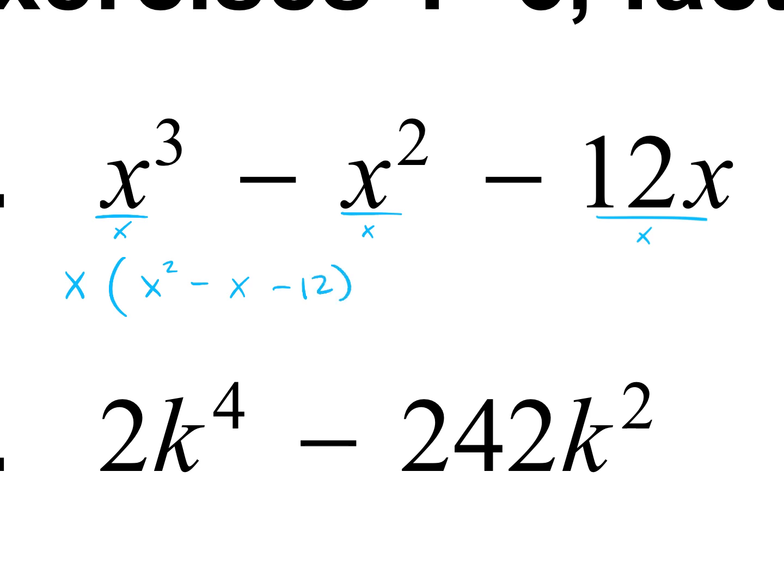Now Tomas, what are our two factors of -12 that add to -1? -4 and +3. So what goes into my parentheses? x minus 4 and x plus 3. And then I can't forget about the GCF that I took out in the beginning. So this would be my answer.